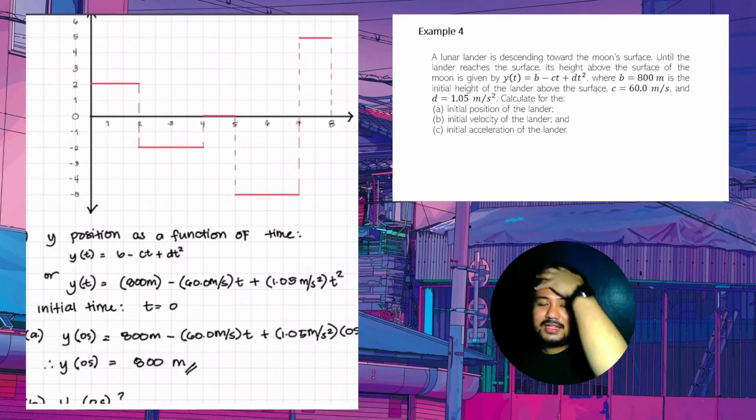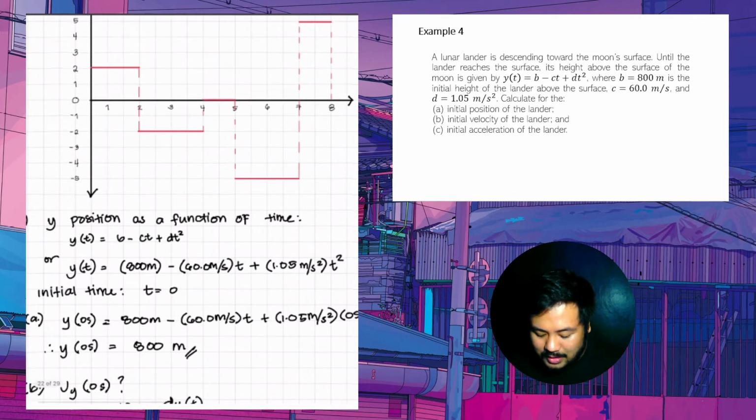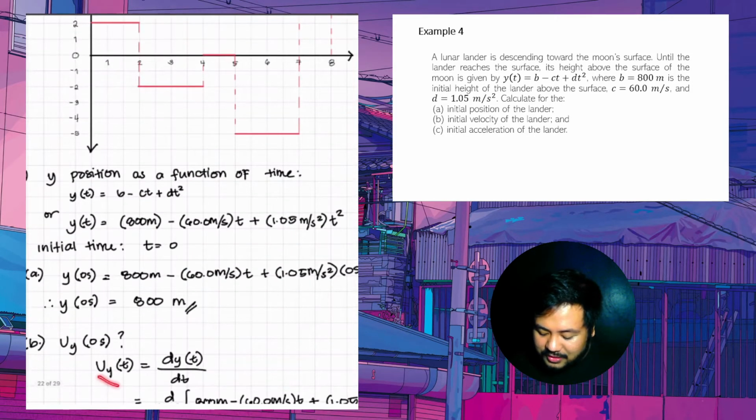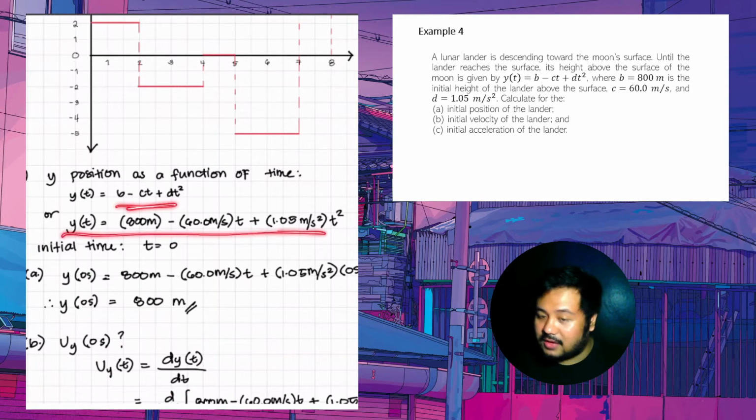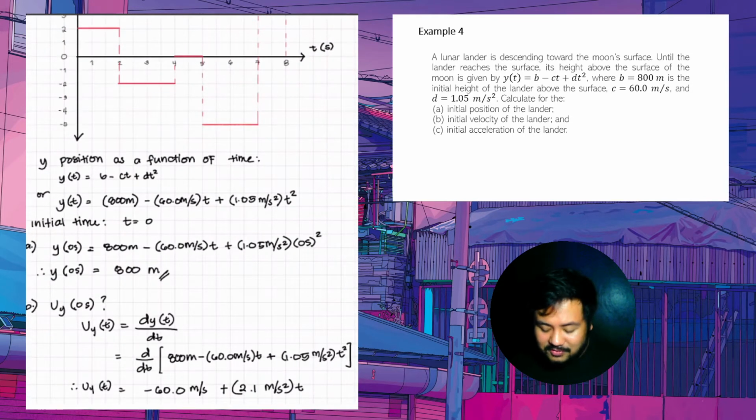Letter B, find the initial velocity of the lander. So velocity, that's an instantaneous value. So what we're going to do is that from a position as a function of time, we have to derive it once in order for us to have a velocity as a function of time. So we have to find the first derivative. So we have to derive this one or this one if you want. I don't want to have any lessons again about derivatives because you have that one in senior high school and you also had that one last time.